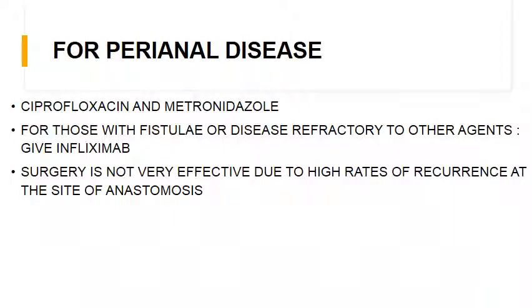For perianal disease, we always give an antibiotic like ciprofloxacin and metronidazole. If there is fistula or disease refractory to other agents, give infliximab, and surgery is not very effective due to high recurrence at the site of anastomosis.